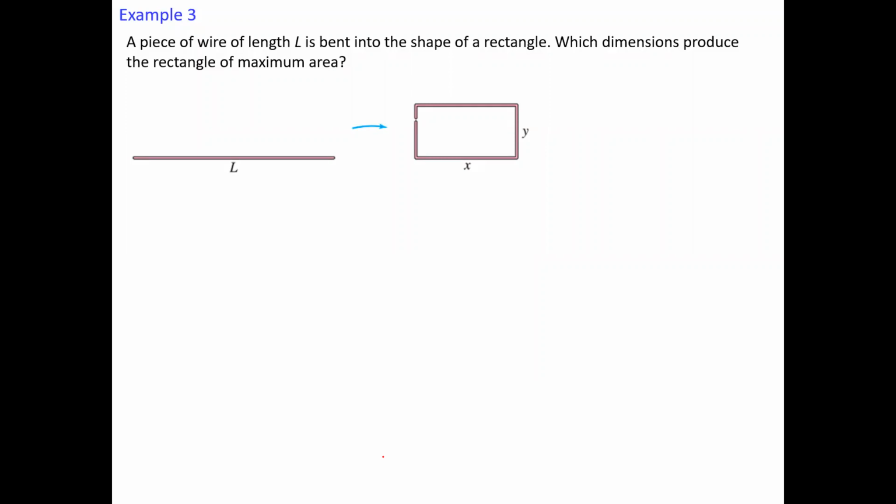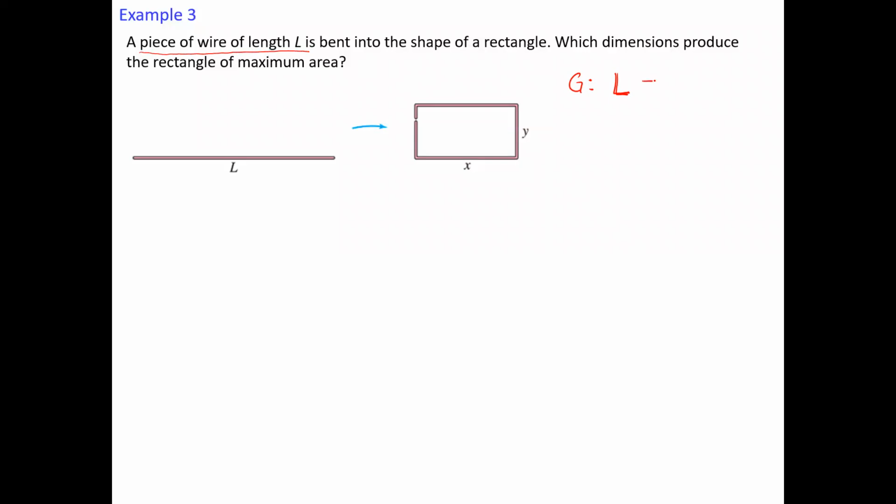A piece of wire of a length L is bent into the shape of a rectangle. Perfect picture. Which dimensions produce the rectangle of the maximum area? Again, maximum. Okay, I wanted something minimum. Okay, maximum area. The same thing. Oh, and I don't have the solution typed, which is even better. Okay, the given information is L. And L, yeah, we can see that it's the length of the wire.